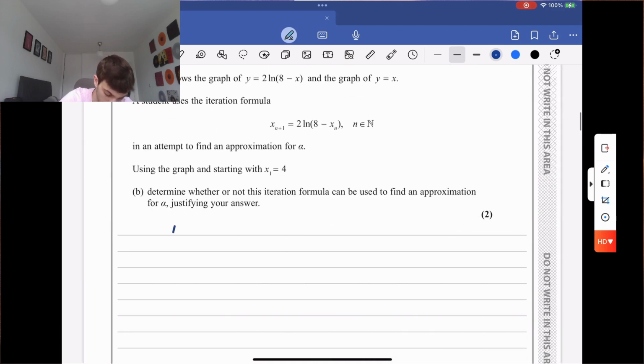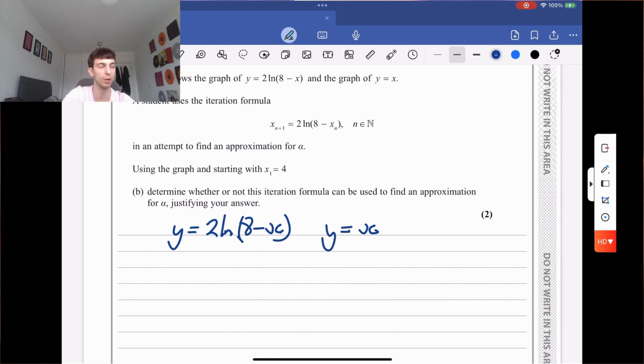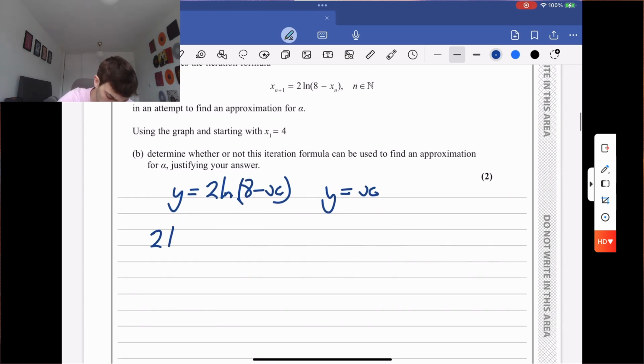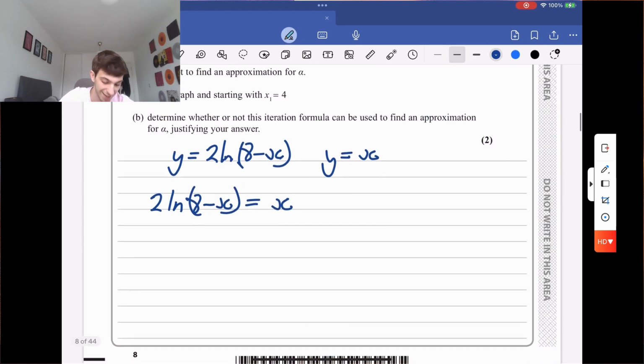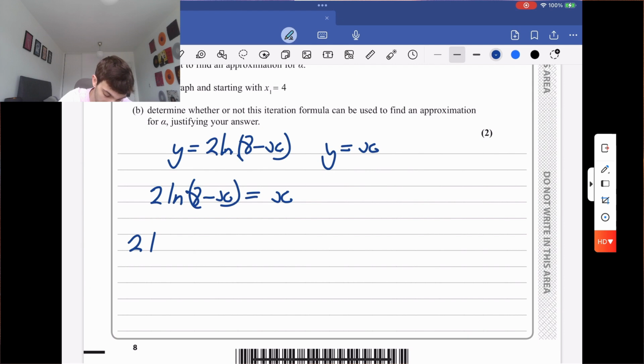Okay, so what do we have? Our curve was y equals 2 ln(8 minus x), and our line was y equals x. We're trying to find the x value where they intersect. If we're trying to find where lines and curves intersect, we set them equal to each other. So we have that 2 ln(8 minus x) will be equal to x. What we can do here is take away x from the left-hand side. So we have that 2 ln(8 minus x) minus x will be equal to 0.